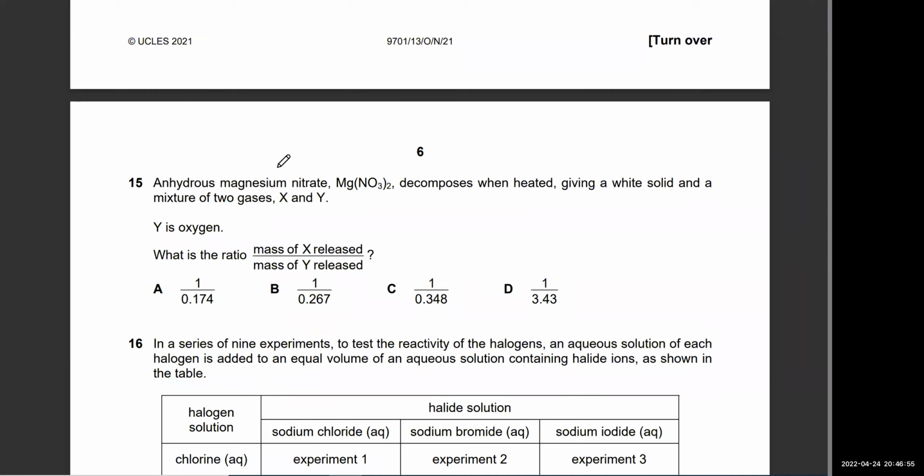Next one: anhydrous magnesium nitrate decomposes when heated, giving a solid and a mixture of two gases. What is the mass ratio? Okay, so you have to calculate the mass ratio. What are the two gases that are going to be formed when magnesium nitrate decomposes? It will form magnesium oxide plus 2NO2 plus half O2.